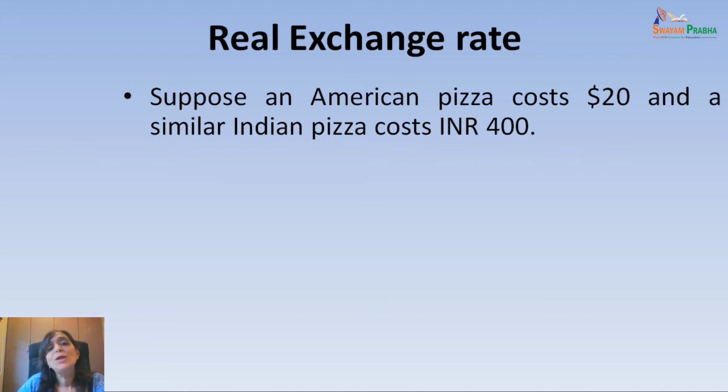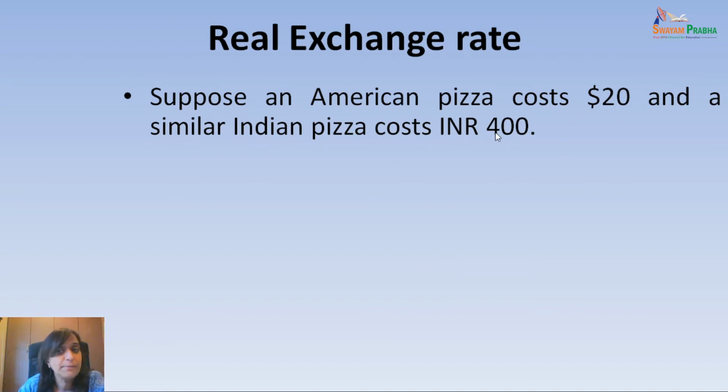I know that all my learners must be loving pizzas. So I'm taking this example of pizzas. Suppose an American pizza costs $20. That is, if you buy a pizza of, let us say, Pizza Hut in America, it costs you $20. And the same pizza in India's Pizza Hut costs you INR 400. So, you go to Pizza Hut America, you buy the same pizza, it costs $20, or if an American is buying the same pizza in his country, he is paying $20. And in India, if an Indian is going to Pizza Hut to buy pizza, that costs 400 rupees.